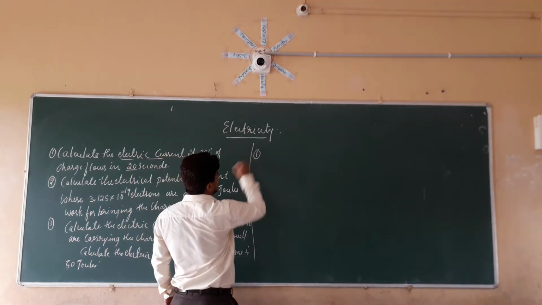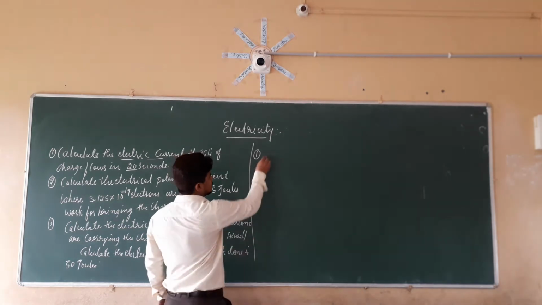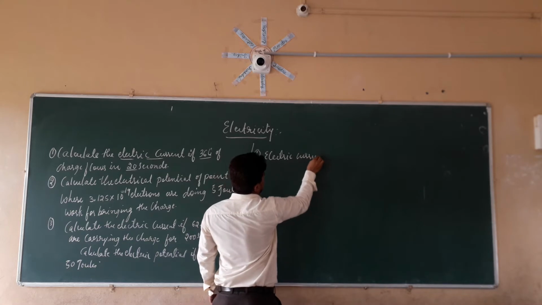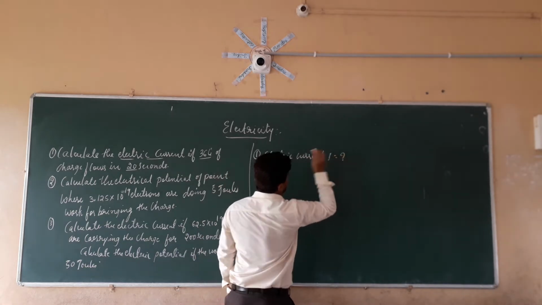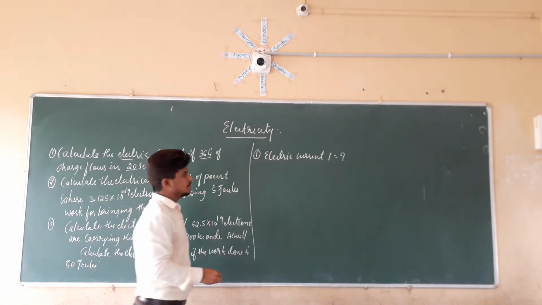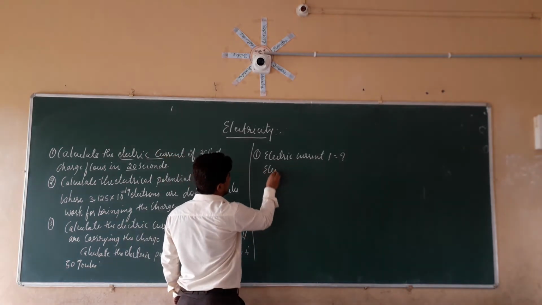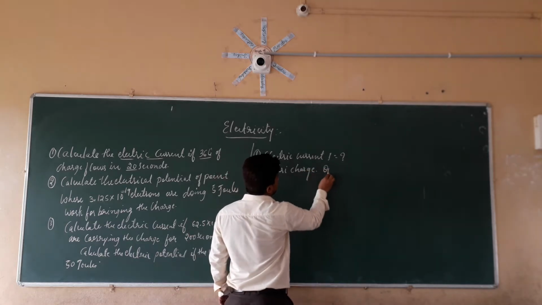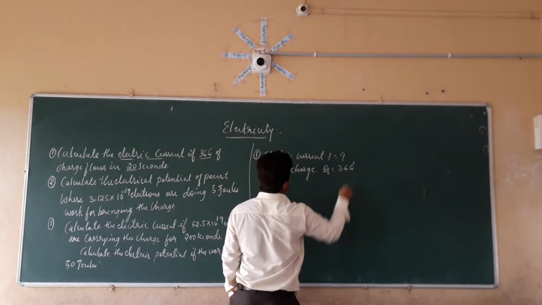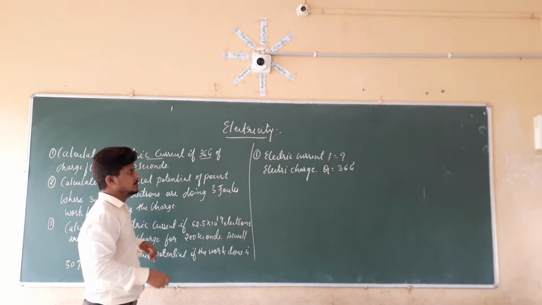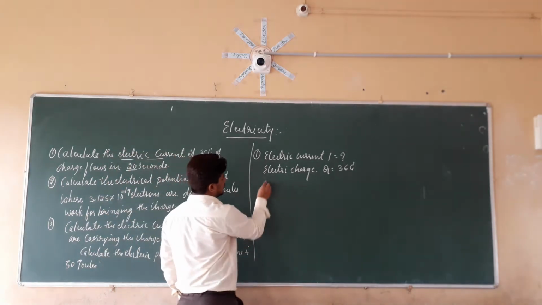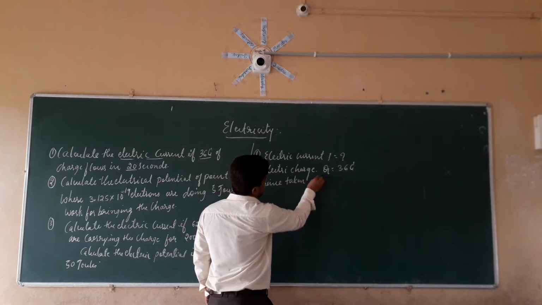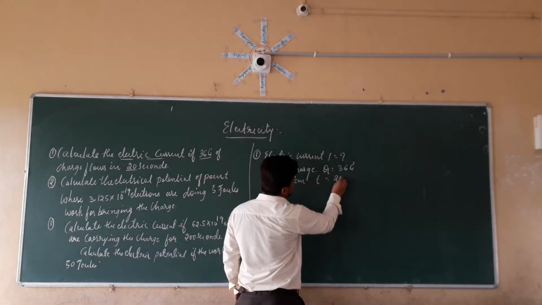For the first question, first we have to write down the given data. Electric current I is equal to question mark, so we have to find out the electric current. What is given here? We are given the electric charge, Q equal to 36 coulombs. This is given in the problem statement. As well as they are given the time taken, t is equal to 20 seconds.